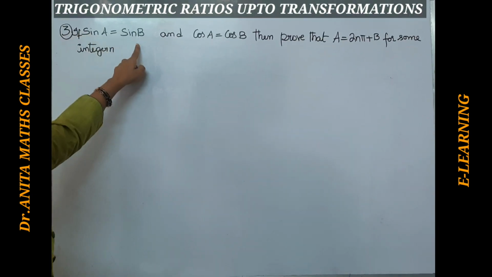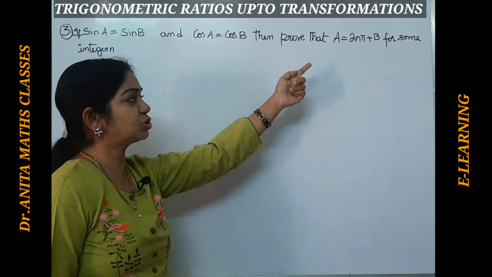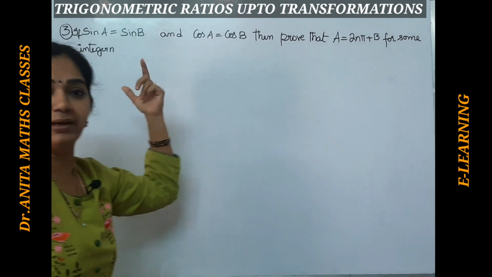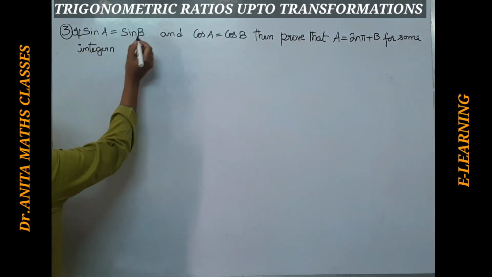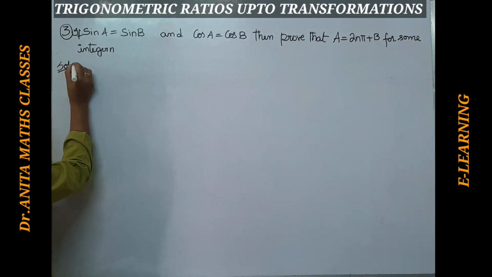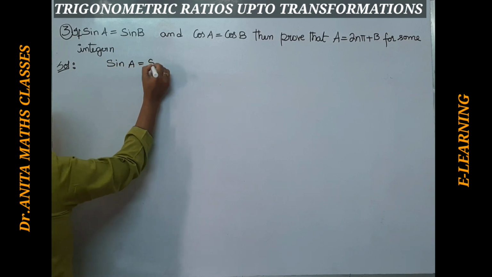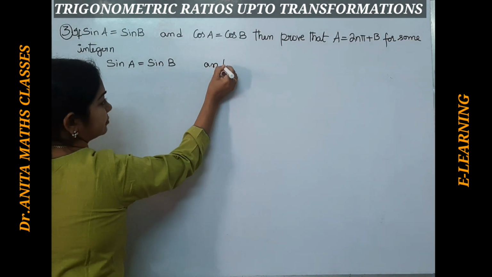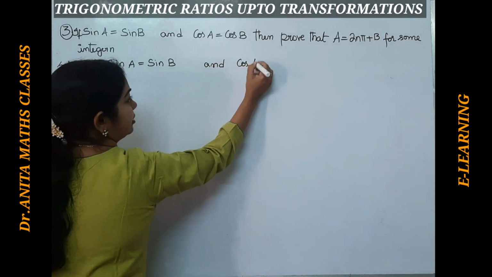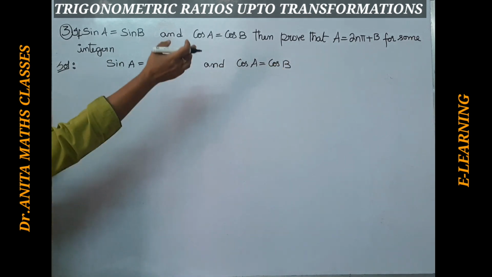1. If sin A equals sin B and cos A equals cos B, then prove that A equals 2nπ + B for some integer value of n. Here the given condition is that sin A equals sin B, and also given that cos A equals cos B. From these two conditions, we will prove that.